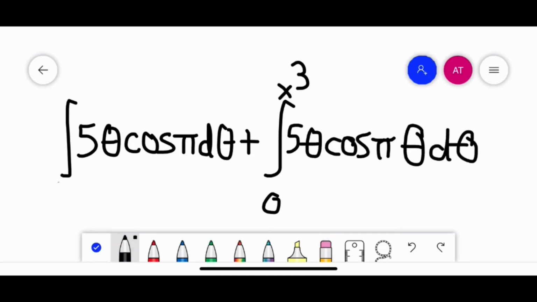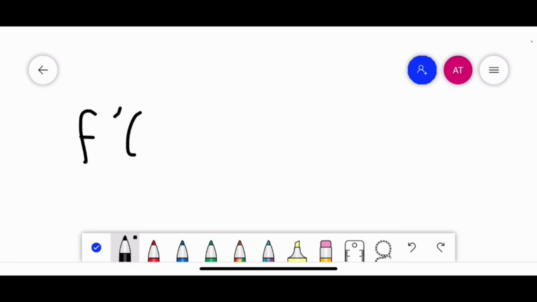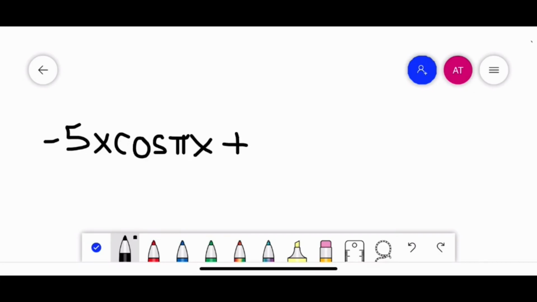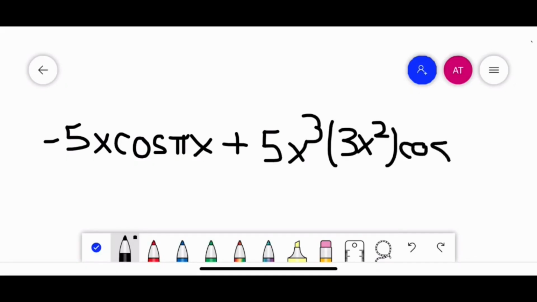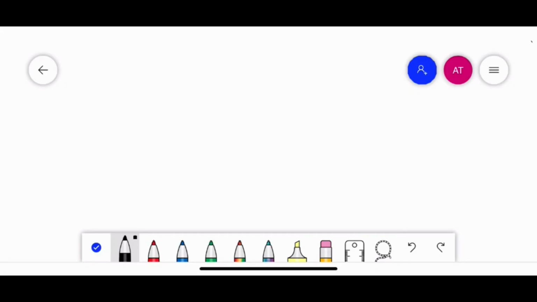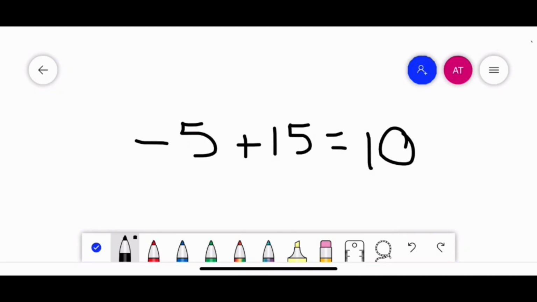We can switch the first integral so that it goes from x to 0, but in order to do that we have to add the negative sign before it. Now the question wants us to find f prime of minus 1, so then it becomes minus 5x cosine pi x plus 5x cubed plus 3x squared times cosine pi x cubed. Now if we substitute minus 1 into that equation, we get minus 5 plus 15, which is equal to 10.